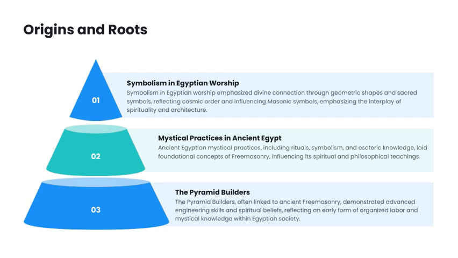Sacred geometric shapes and symbols weren't just decorative, they represented a divine connection and cosmic order. These symbols served as a bridge between the physical and spiritual worlds, emphasizing harmony and balance. This interplay of spirituality and architecture is a core theme that we see reflected in Masonic symbols today, highlighting how ancient Egyptian beliefs continue to resonate within modern esoteric traditions. By understanding these roots, we can see how ancient Egyptian practices and symbols helped shape the spiritual and philosophical foundations of Freemasonry, linking past to present in a continuous quest for truth and enlightenment.